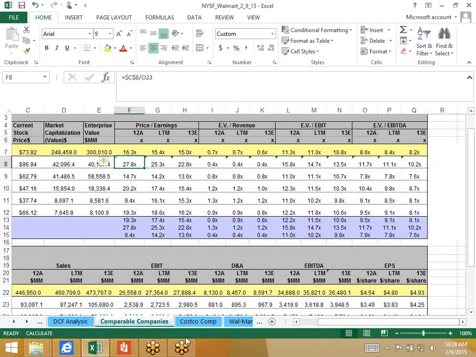So the PE multiple contains the effects of the capital structure. If companies that you're comparing to have vastly different capital structures, the multiples may not be in line. That might explain why somebody like Costco has a much higher PE multiple than the other companies. Or maybe Costco is just trading higher because of headline risk, maybe better earnings, or there could be a lot of reasons.